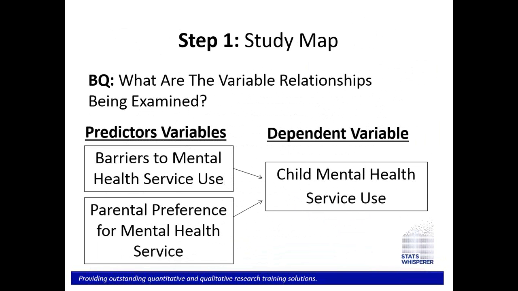So the study map. As we take that article, can we fit it into a study map? Can we clearly see what the predictors are and what the dependent variable is? That's the big question. What are the variable relationships being examined? We know the dependent variable, the outcome, is child mental health service use. And the predictors are barriers to mental health service use and parental preference match for the service they want. So in that context, the article passes our muster.